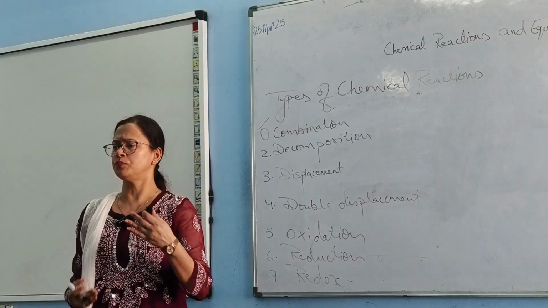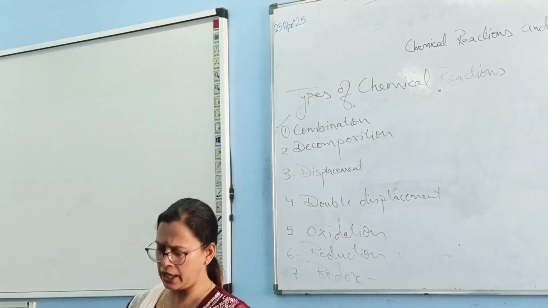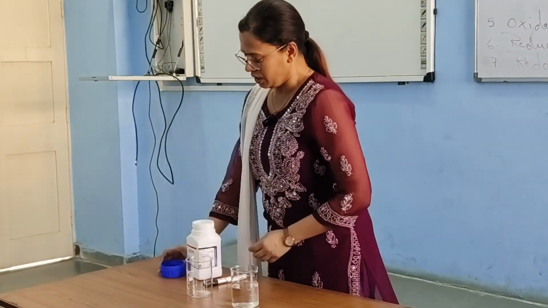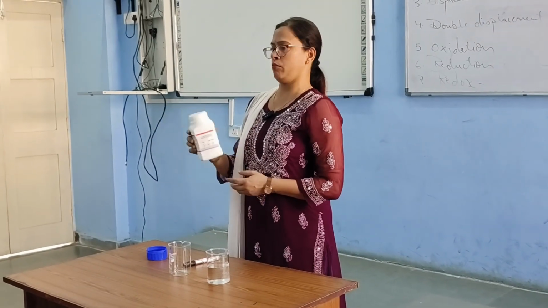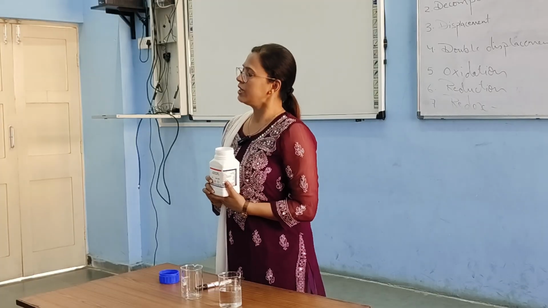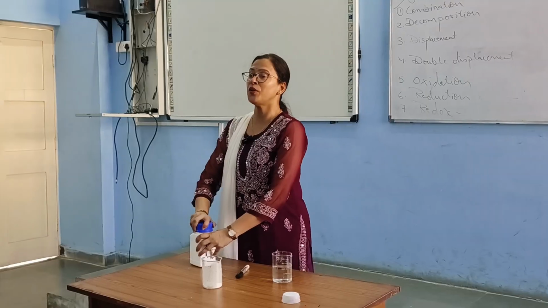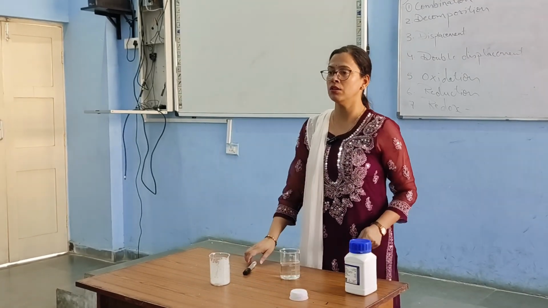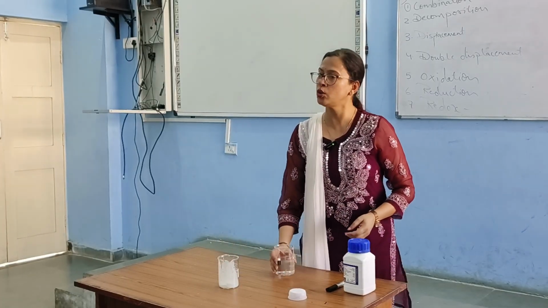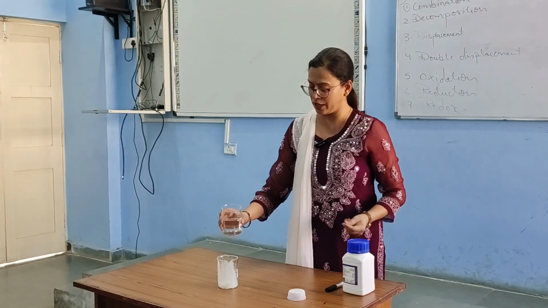But before we know about it, let us try this. We have quick lime. Calcium oxide is called quick lime. CaO is the formula of calcium oxide. So what are we going to do? We are going to add water to quick lime. What is quick lime? Calcium oxide. Shall I do it?